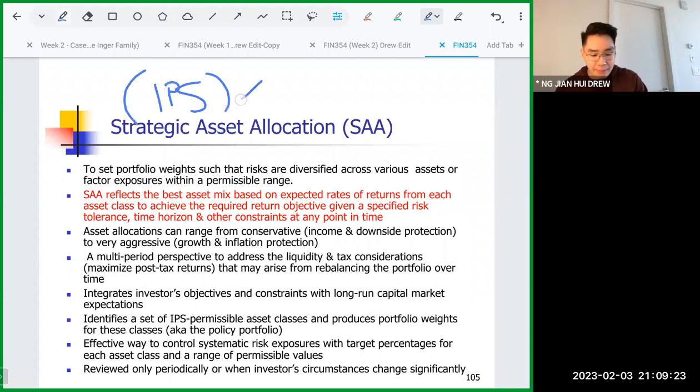I want to recap that the IPS is very important. So we always need to take the IPS into account when we think about strategic asset allocation. We talked a little about strategic asset allocation last lecture. Now we go into detail, right? So we need to think about the IPS.